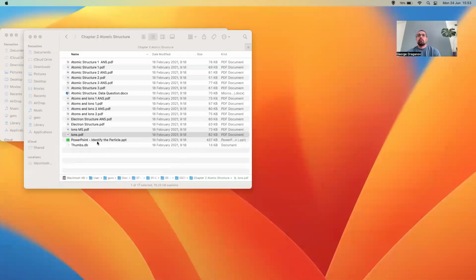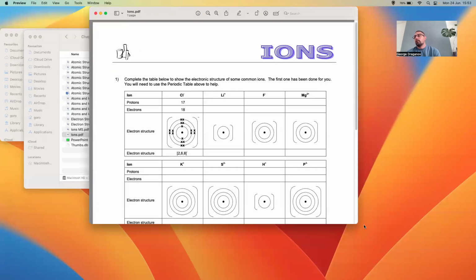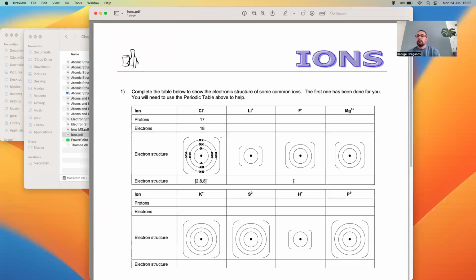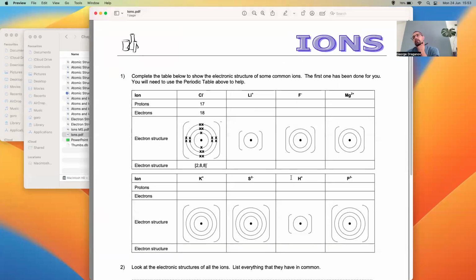And I'm going to go to a worksheet on ions. This is the worksheet. This is a worksheet for you to complete. Basically, you look at the charge, then you decide how many electrons you have. So for the sodium, for example, for the lithium, it'll be 2.